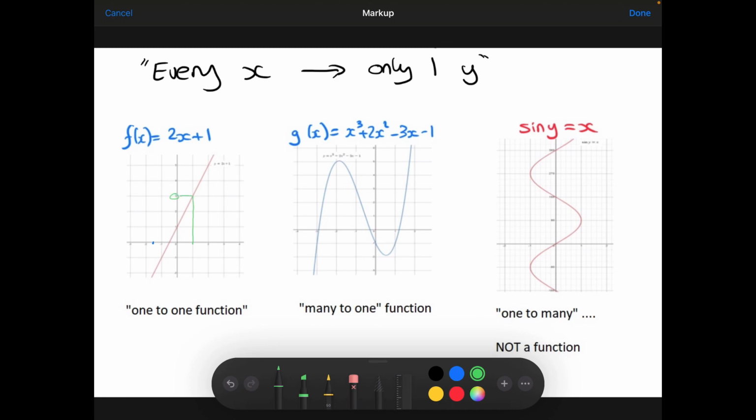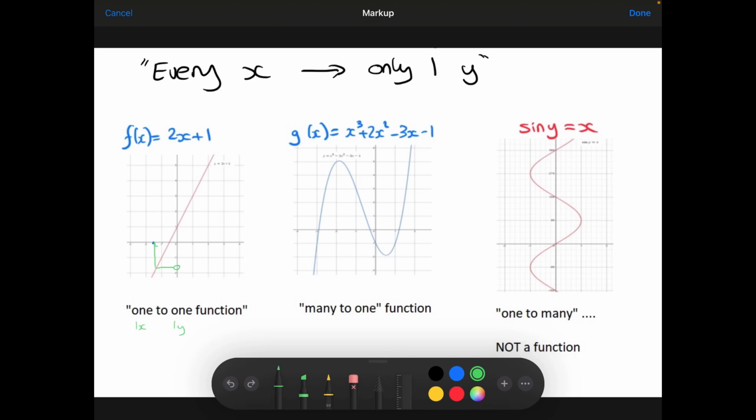and when I substitute each x value in, I will only get one y value. One x value gives me one y value. Therefore, we call this a one-to-one function. It is a function because it satisfies this definition where every x value gets mapped to only one distinct y value.